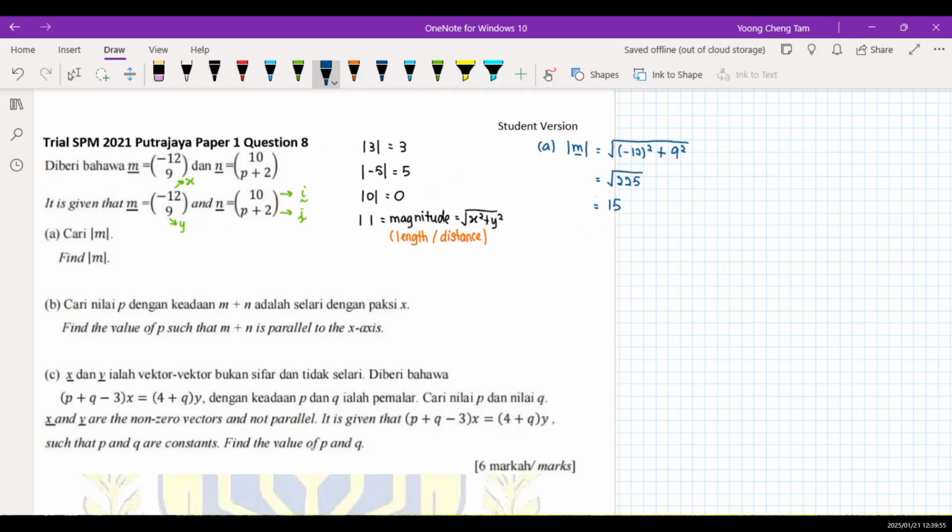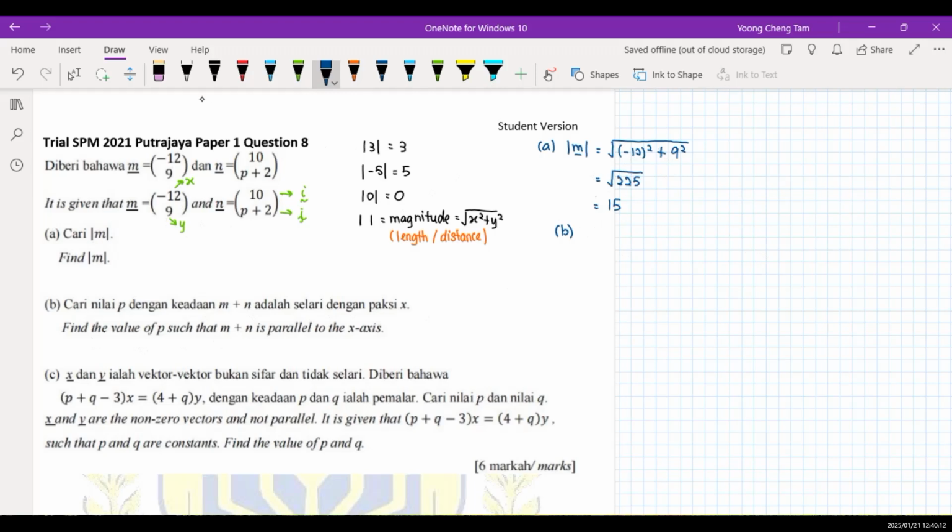Okay, so that's the answer for question 8, right? Magnitude of vector m is 50. Okay, next, question B: find the value of p such that m plus n is parallel to the x-axis.